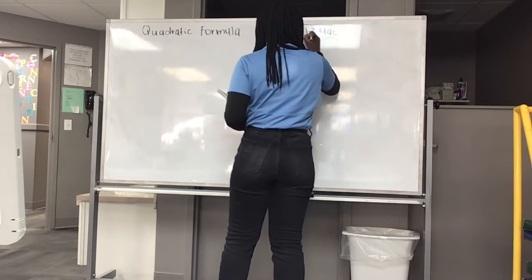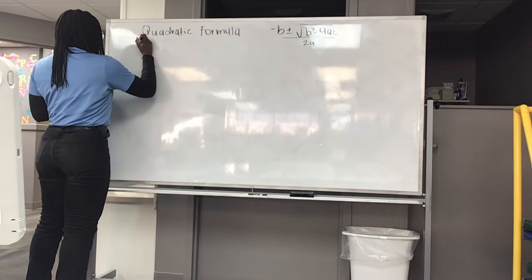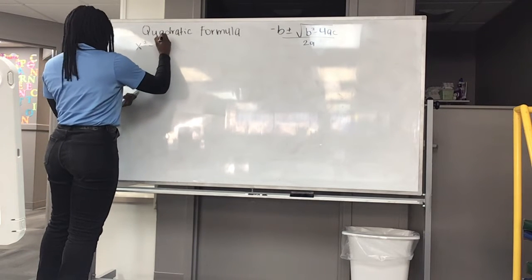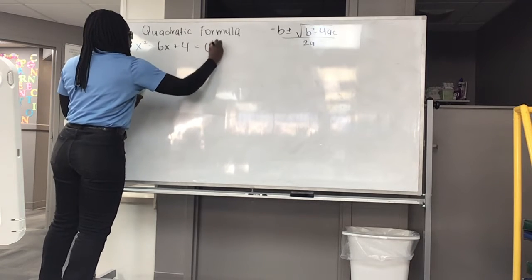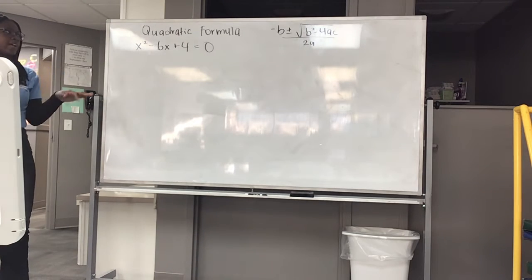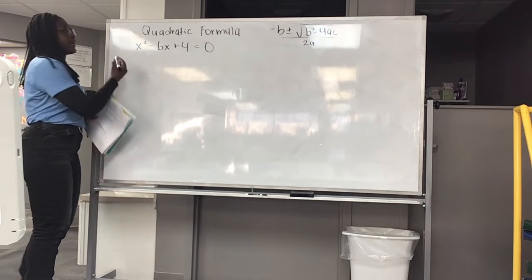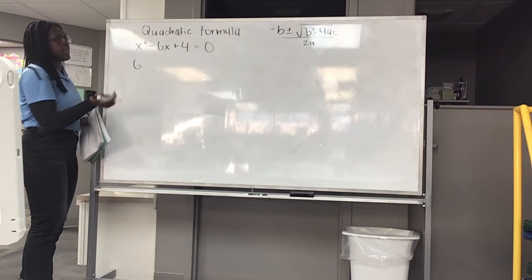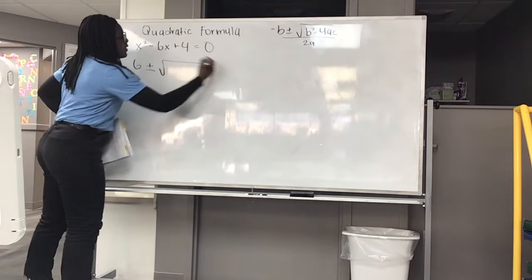Okay, so equals 0. First step is to do negative b. If you notice on this one, my b is already negative. So it's actually just going to become 6 instead of negative 6. Then plus or minus b squared.